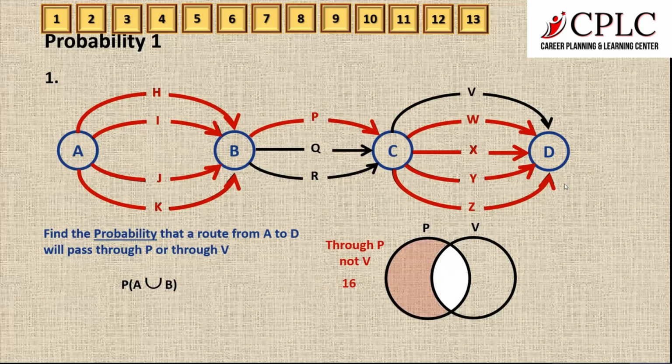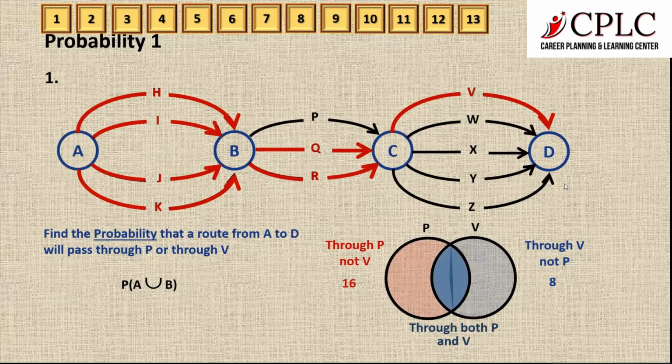So that's 16. Now only through V but not through P there are 4 into 2, because we are only passing through V but not through P. 4 into 2 into 1, that is 8. And now let's calculate through both P and V. So if both P and V, that means we just have to consider P and V. So 4 from A to B, B to C there's 1, C to D there's 1. So 4 into 1, that's 4.